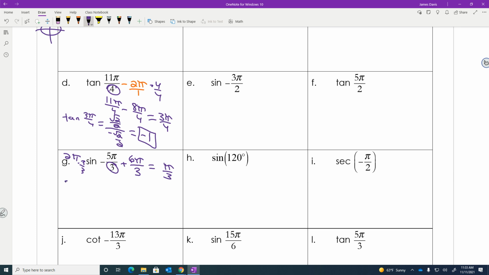And then we can do the sine of pi over 3. Think about where that pi over 3 is. It's right up here. The sine is the y-coordinate. So the y-coordinate up there is radical 3 over 2.